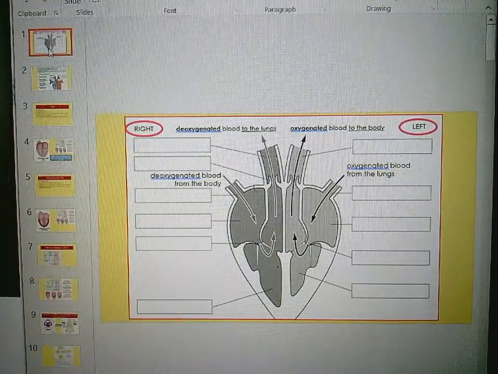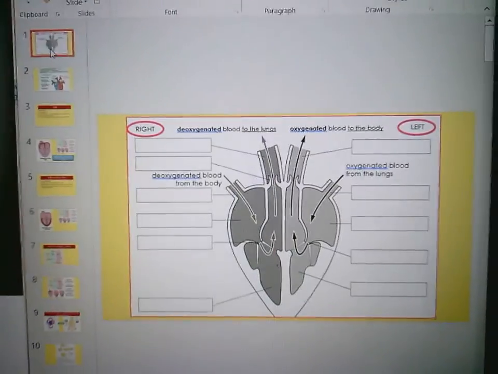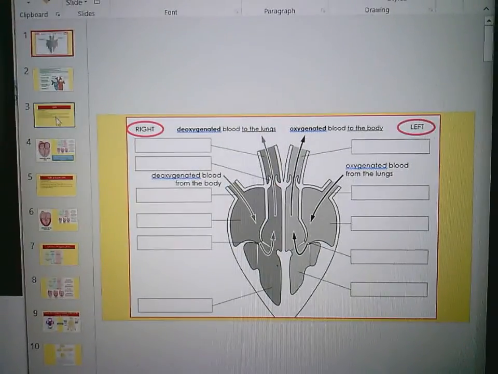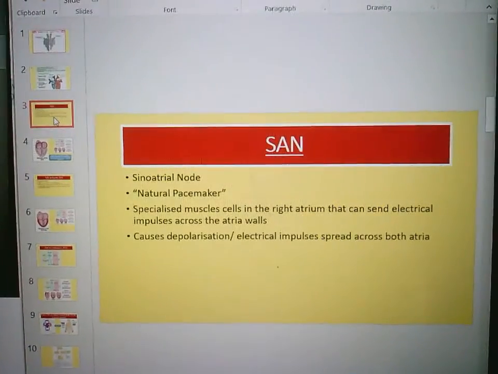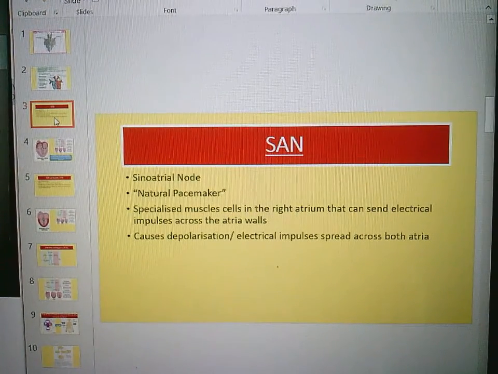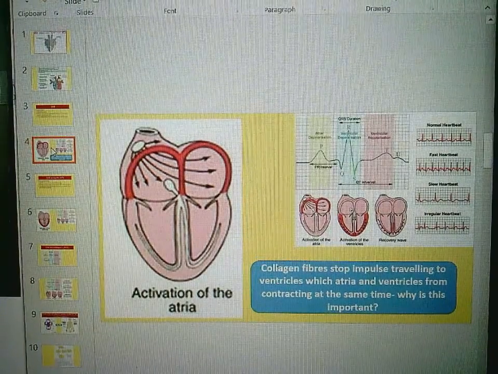Oh, I've just drawn on the computer screen. That's better. Anyway, the sinoatrial node is going to sit about here, and it's a specialised muscle cell that sends electrical impulses through the atrial walls to cause them to contract. So it looks like this.